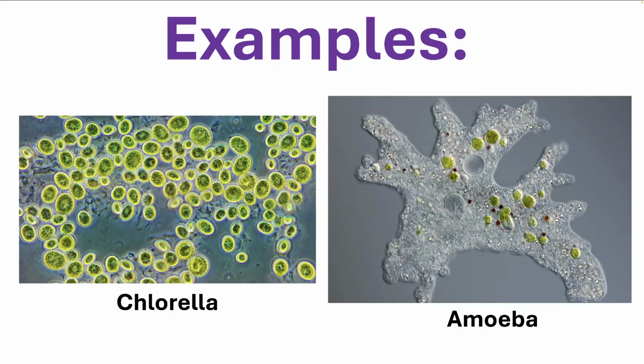The second is amoeba, which you might have looked at in Key Stage 3. They're more like animal cells. You usually find them in pond water, and they consume other organisms to get energy, just like us animals.